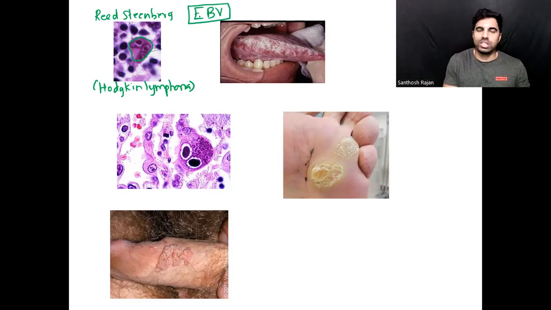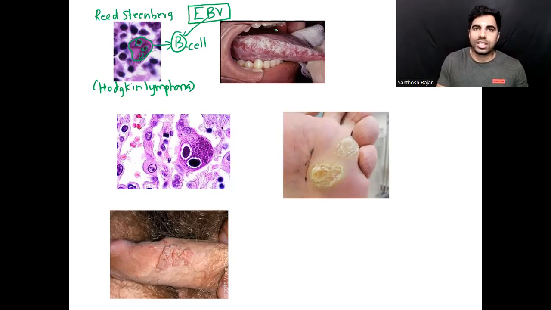So you have lymphomas, different lymphomas and carcinomas. This is a B cell with many nuclei. Epstein-Barr virus affects B cells. So Reed-Sternberg, Hodgkin lymphoma. I'm not going deep. Only one thing in Epstein-Barr virus I want you to remember is the Paul Bunnell test. Don't forget the Paul Bunnell test. That is positive for infectious mononucleosis.